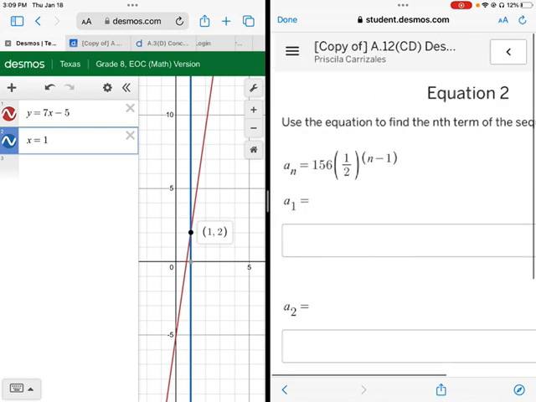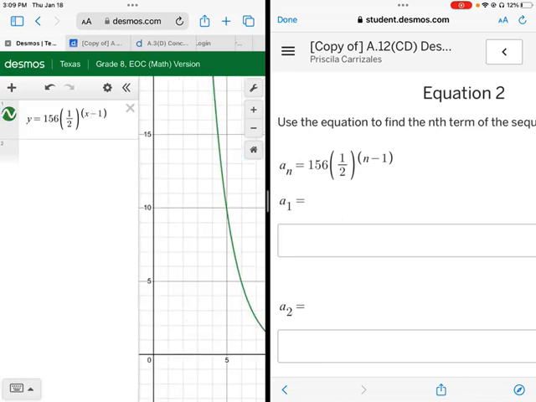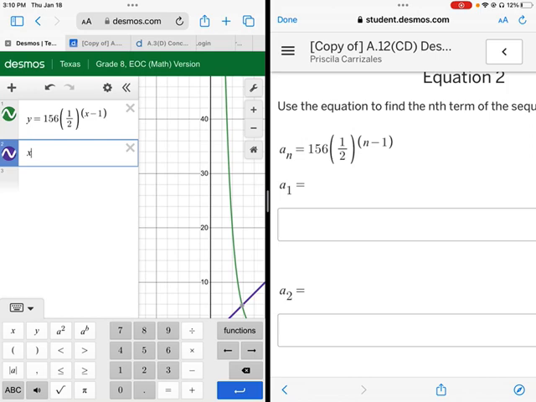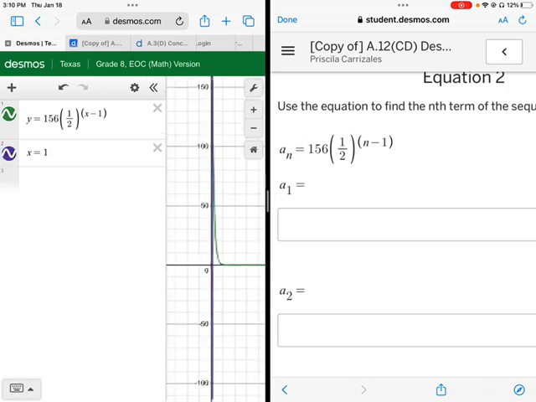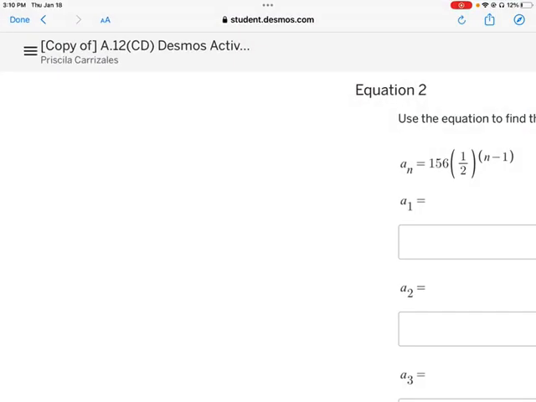Very similar in number 2, equation 2, it has that a sub n. I don't want a sub n, I want y equals, because that's how Desmos works. And then 156 times parentheses 1 over 2. Close that up. Then I've got that exponent of n minus 1, but same thing, I don't want to use n minus 1. I want to use x minus 1. So that gives me that curve. To find a1, a2, a3, I just have to put x equals 1 and check where that's crossing. It's at that gray dot. That's how you start that one off. Any other questions?